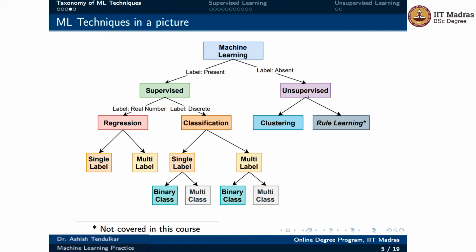Looking at the second branch of machine learning algorithms, where label is not present, those are called as unsupervised learning techniques. And there are two main categories. One is clustering and second is rule learning. Rule learning is something that won't be covered in this course. We'll be talking about clustering.